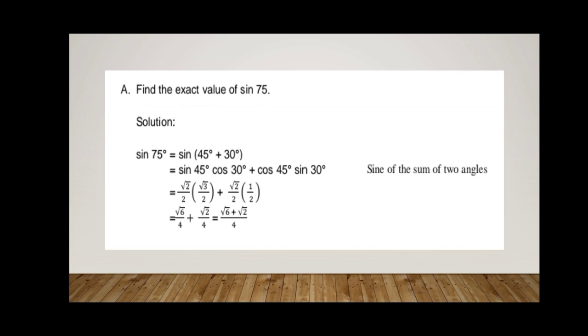Our sine 45 is equal to square root of 2 over 2 times cosine 30, which is square root of 3 over 2, plus square root of 2 over 2, which is our cosine 45, then our sine 30, which is 1/2. Square root of 2 times square root of 3 is equal to square root of 6. Then 2 times 2 is equal to 4. Plus square root of 2 times 1 is equal to square root of 2. 2 times 2 is equal to 4. So our answer is square root of 6 plus square root of 2 over 4.